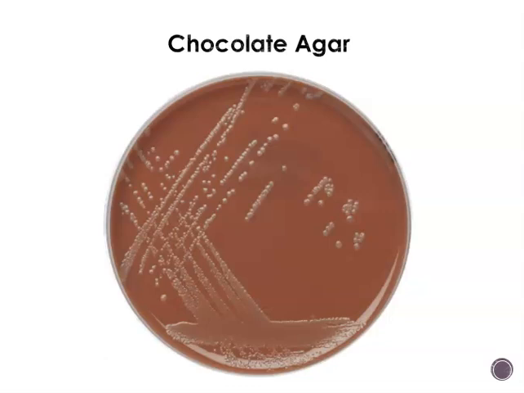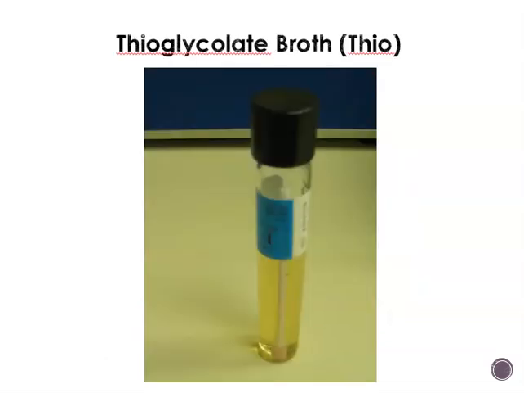Next is our chocolate agar plate. Again, this is used for kind of finicky or fastidious organisms. Here's our thio broth. So that's what it starts out looking like.